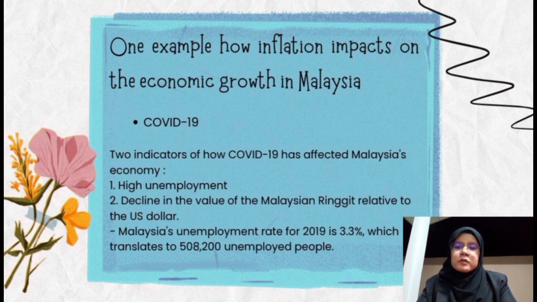There are actually two indicators of how COVID-19 has affected Malaysia's economy. The first one is a high unemployment rate, and the second one is a decline in the value of the Malaysian ringgit relative to the US dollar. Malaysia's unemployment rate before the COVID-19 pandemic, for 2019, was 3.3%, which translates to 508,200 unemployed citizens in Malaysia.